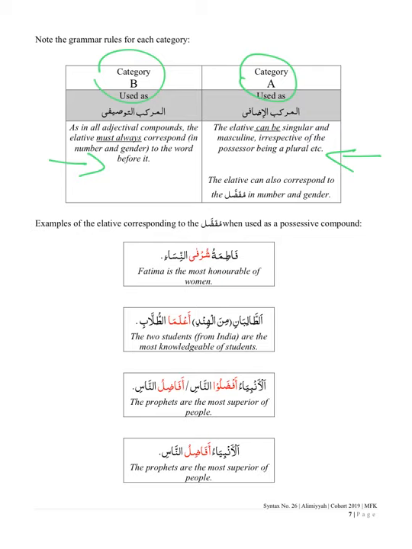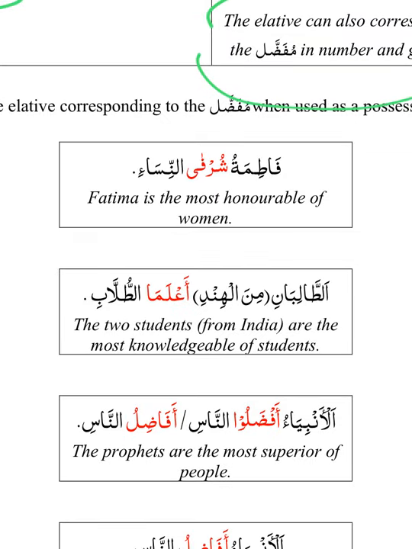It says the elative can be singular and masculine. However, you can also make the elative match. So can you see here? Fatimatu, you've got here shurfan nisa. You had before ashraf, but you can also use fu'la, the feminine, because Fatima is singular and feminine, so you can use the singular and feminine, shurfan nisa. Down here you had at-talibani min al-Hind, and then you had previously a'lamu tullab. Down here you've got the dual. The noon has been chopped off because whenever a word is mudaf, the noon of the plural and dual gets taken off. So this was a'lamani, but the noon has dropped off.